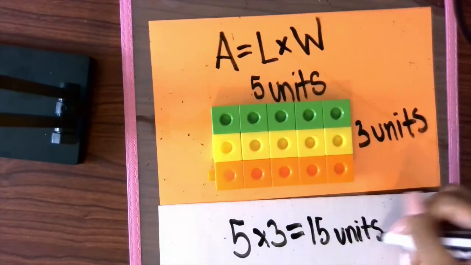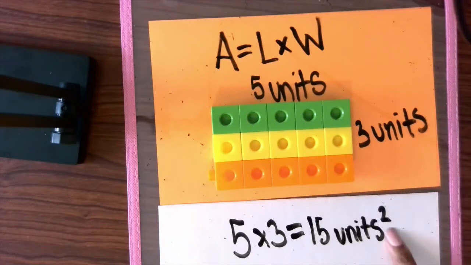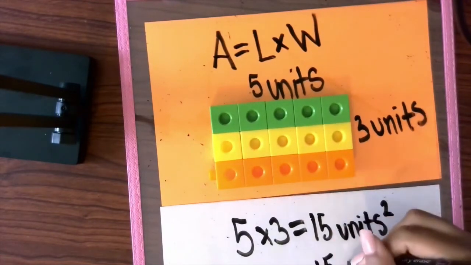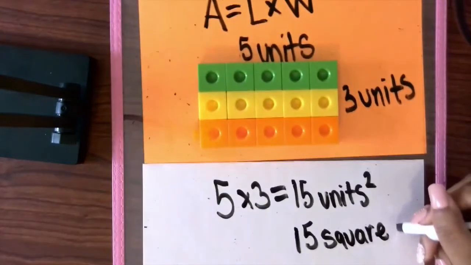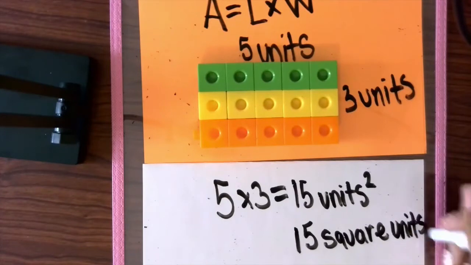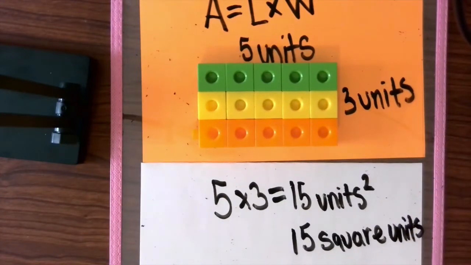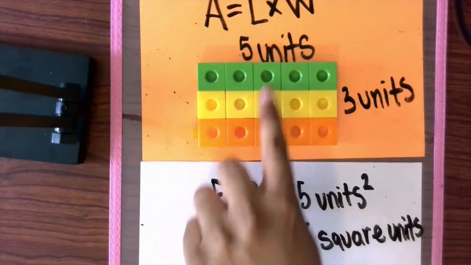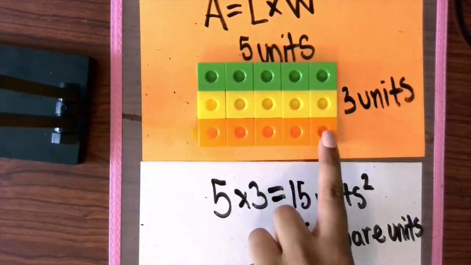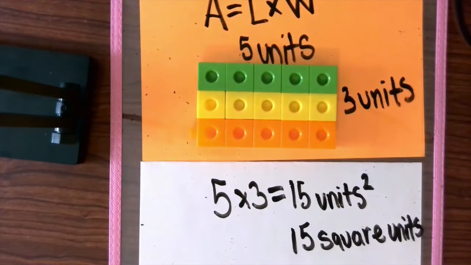units, and I could put a 2, and that 2 represents squared. So 15 units squared, or I could write 15 square units. Either one will work. And if I actually go in and check that, 1, 2, 3, 4, 5, 6, 7, 8, 9, 10, 11, 12, 13, 14, 15 square units. And that's the formula for area.